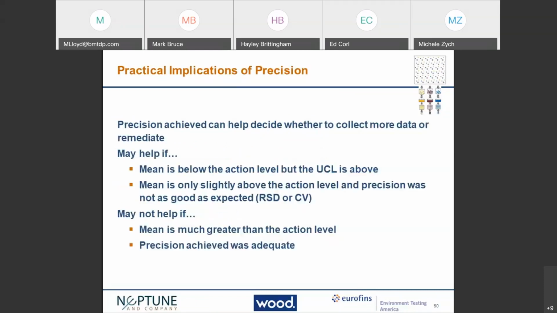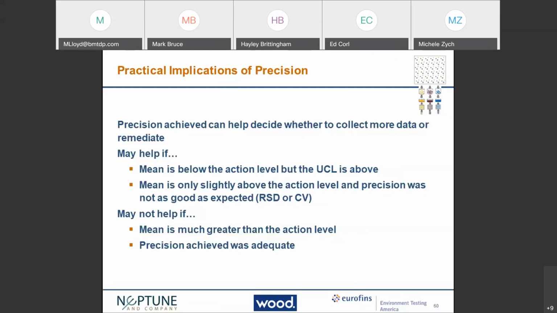And so the precision that's identified during the data usability assessment can help you decide next steps for your project. So for example, if your UCL is above the action level, you might conclude remediation is necessary, but that could be due to unacceptably high concentrations or unacceptable precision. And if it's due to unacceptable precision, then it might help to collect additional data.